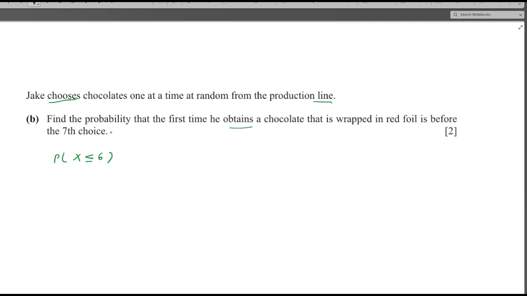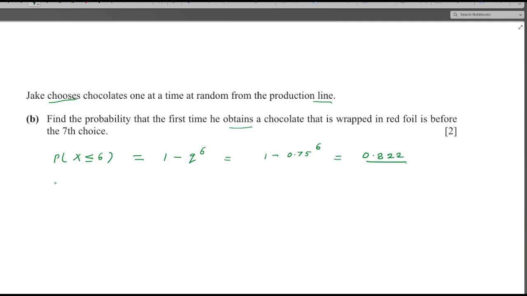Okay, so on which choice, I will say. So here you have to find the probability of x less than or equal to 6, and the formula for this in geometric distribution is 1 minus q power 6, that is 1 minus, now p, the probability that it is wrapped in red foil, is 0.25, so it is 1 minus 0.75 power 6. So 1 minus 0.75 power 6 will give you 0.822.